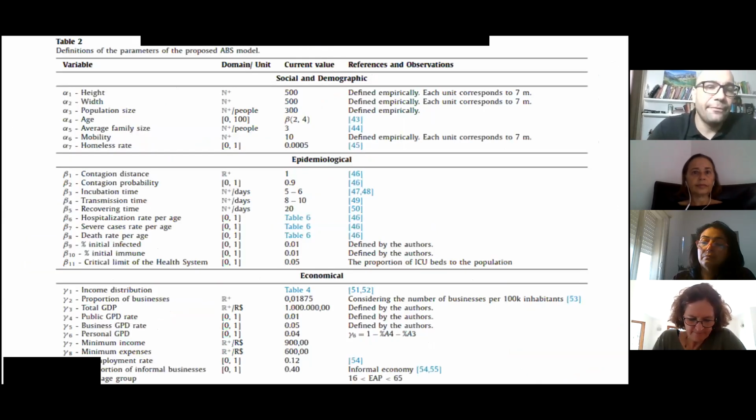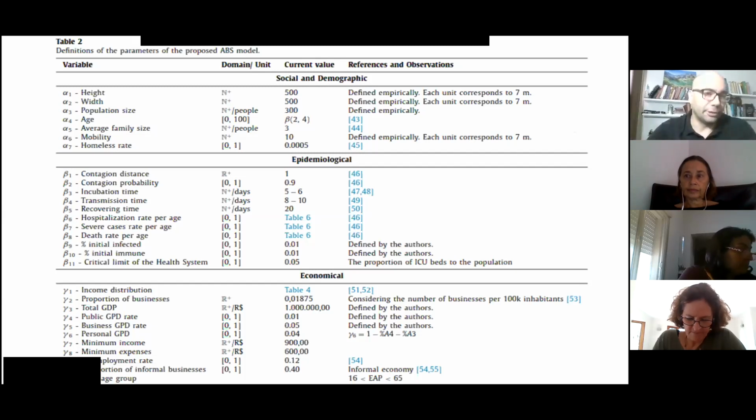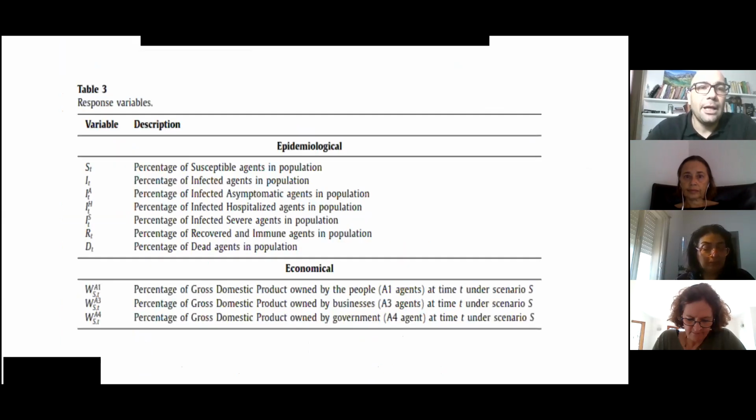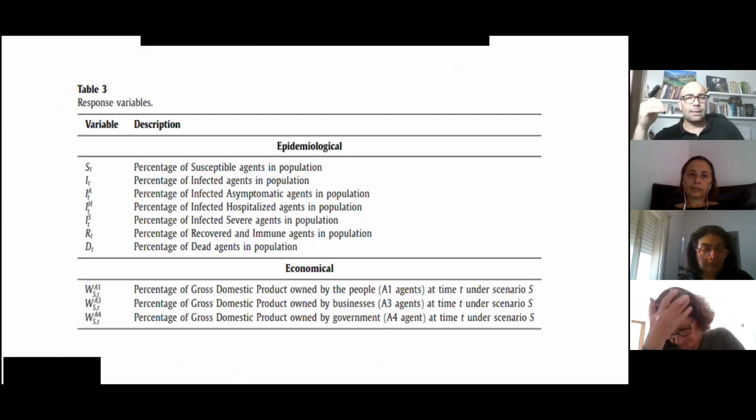And also we have many more parameters for the simulation model. We divided these parameters into social and demographic parameters, epidemiological parameters, and economical parameters, several of them. We can adapt these parameters to simulate small cities, a neighborhood, or a whole country. So the model is also very flexible. And we have response variables that are very close to the first model. The main difference is in the economical response variables. Now, the economical response variables are divided by the type of the agent: people, business, and government.